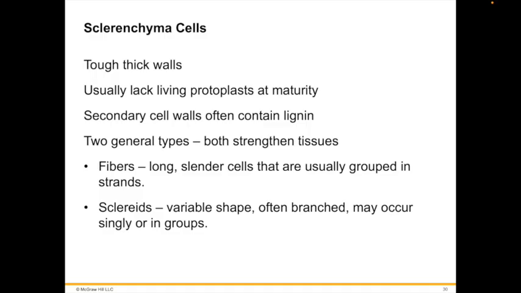Sclerenchyma cells have tough, thick cell walls. Unlike parenchyma and collenchyma, they are typically dead at maturity. Their secondary cell walls are often impregnated with lignin, a highly branched polymer that makes cell walls more rigid. For example, lignin is an important component of wood. Cell walls containing lignin are said to be lignified. Lignin is common in the walls of plant cells that have a structural or mechanical function.